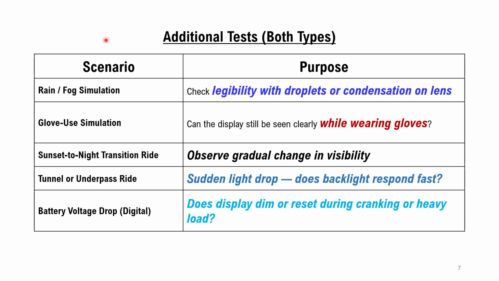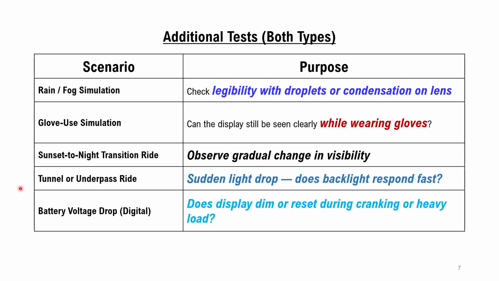Additional tests for both the types, analog and digital, scenario and purpose. Rainfall simulation. Check legibility with droplets or condensation on the lens. Glove use simulation. Can the display still be seen clearly while wearing gloves? Sunset to night transition ride. Observe gradual change in visibility.